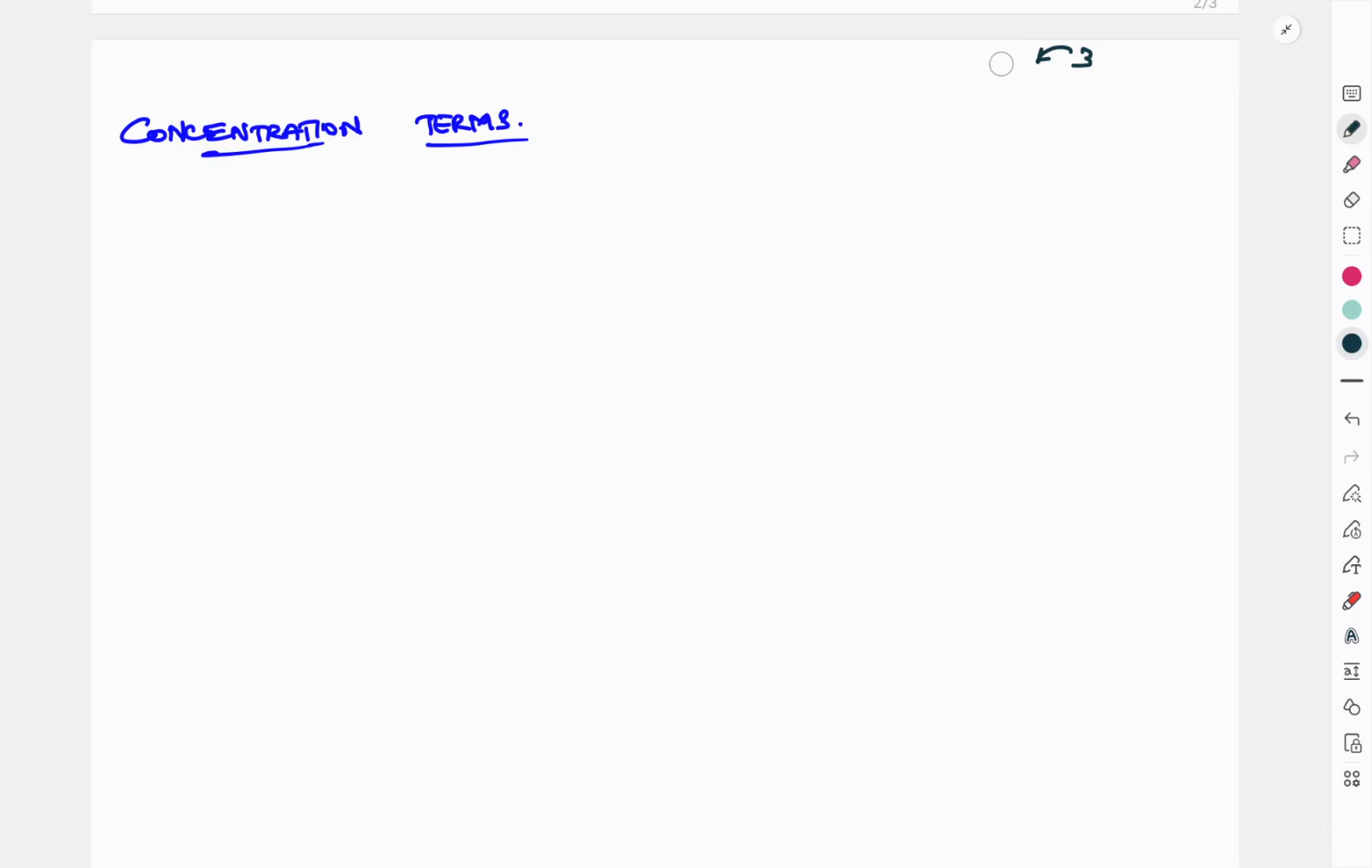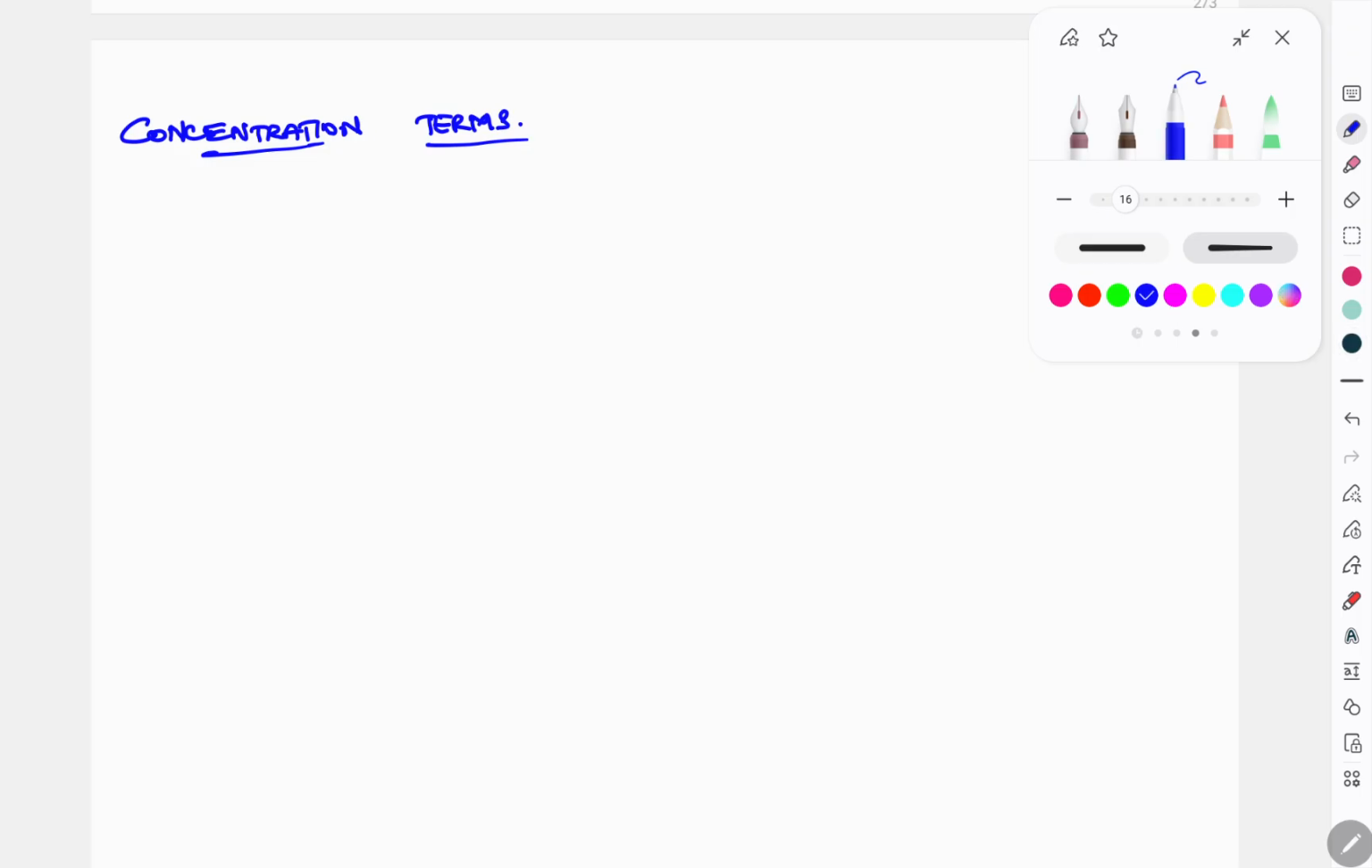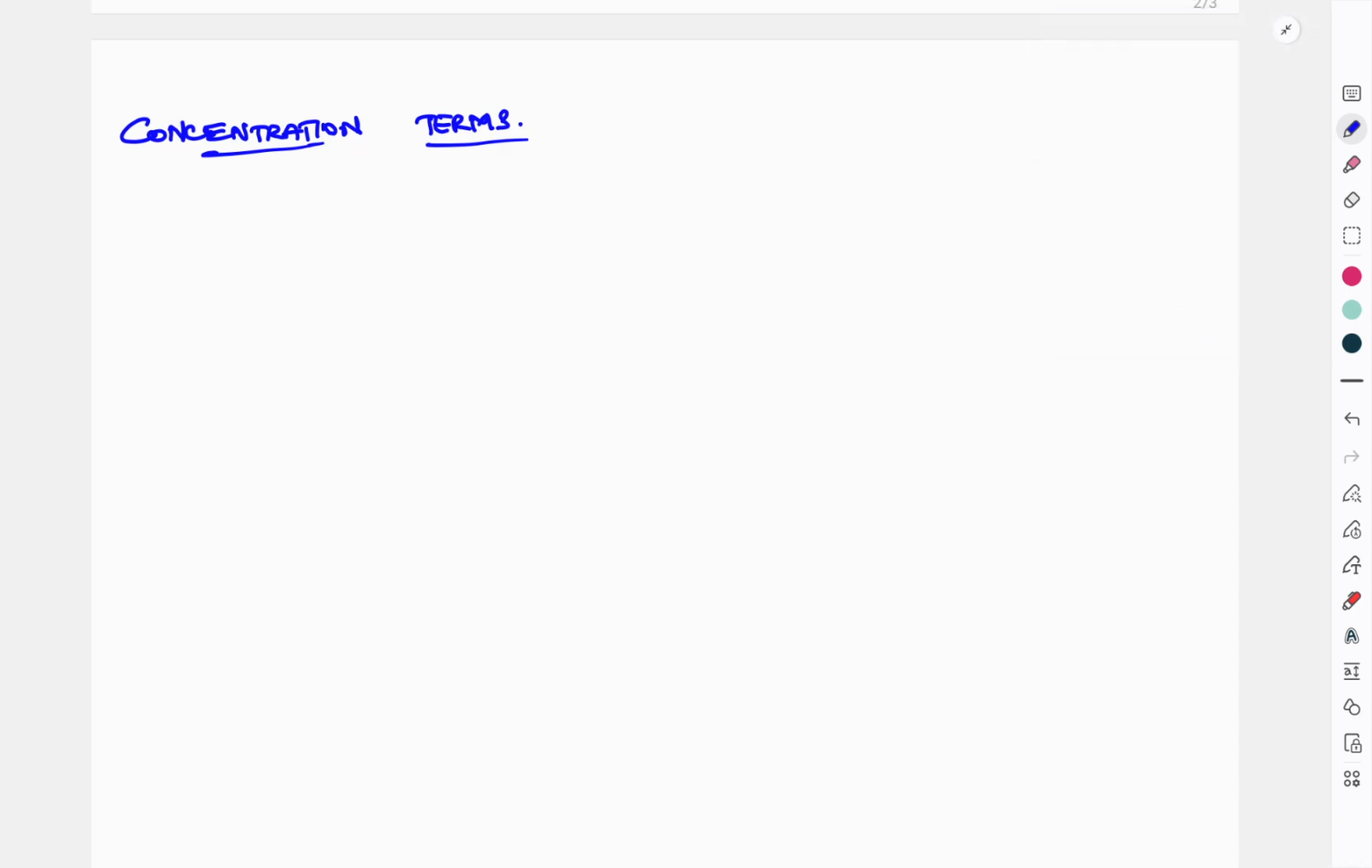Students used to feel a lot of difficulties in expressing or understanding these concentration terms. That's the main problem for students, because of a lack of understanding. If you understand the things properly, then it will be very easy for you. In this session, I'm going to discuss the concentration terms in short.